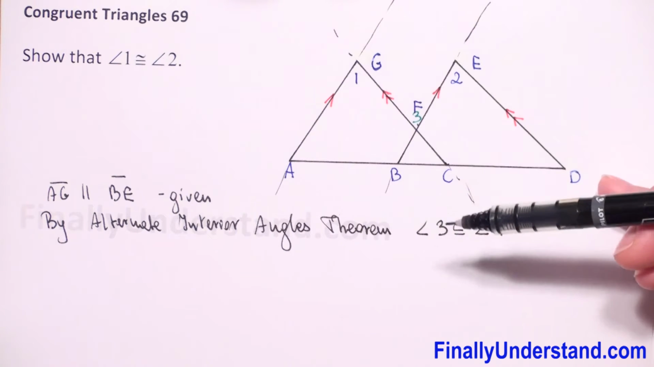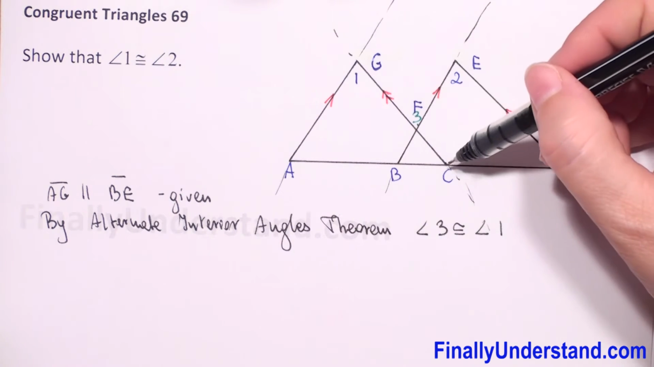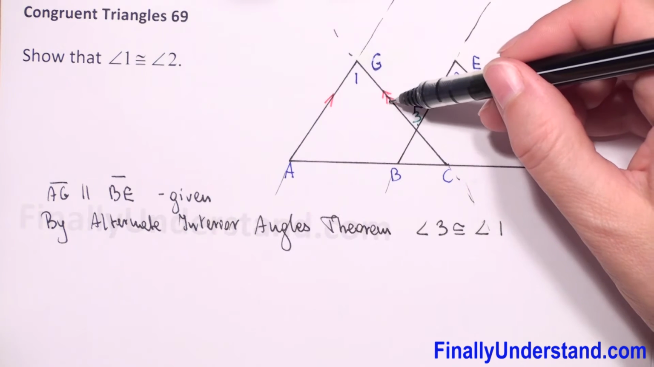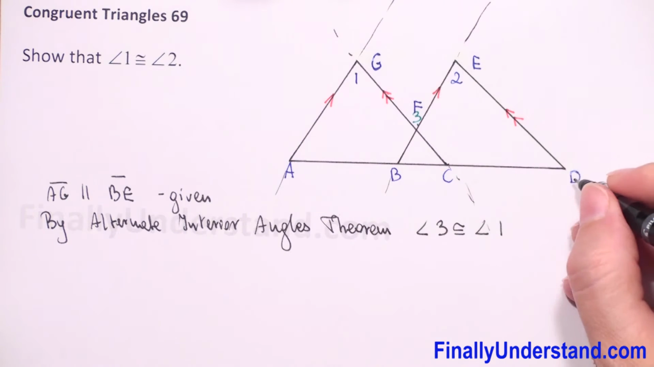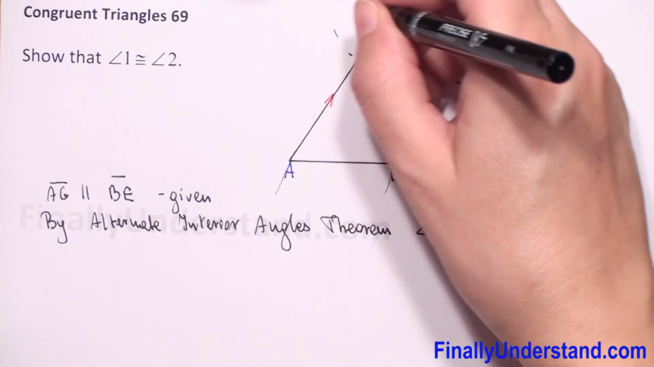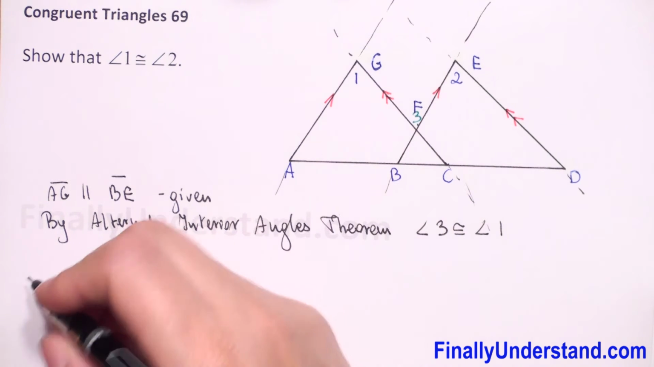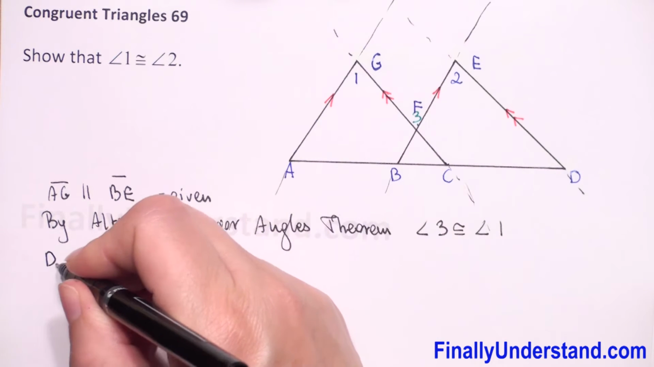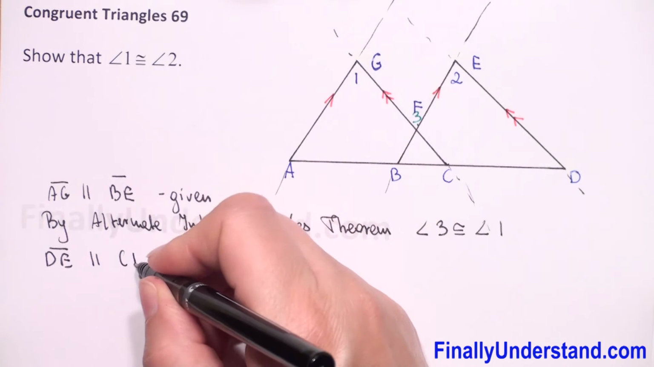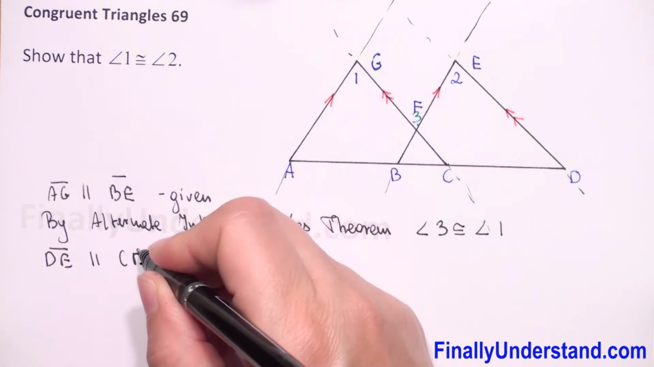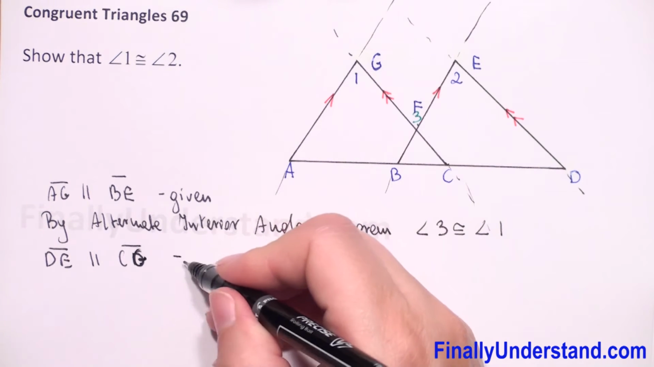What else? Now we have also given that DE is parallel to CG because we have these double arrows. So we can extend again these two parallel lines. Let me write this, that DE segment is parallel to CG. This is given.